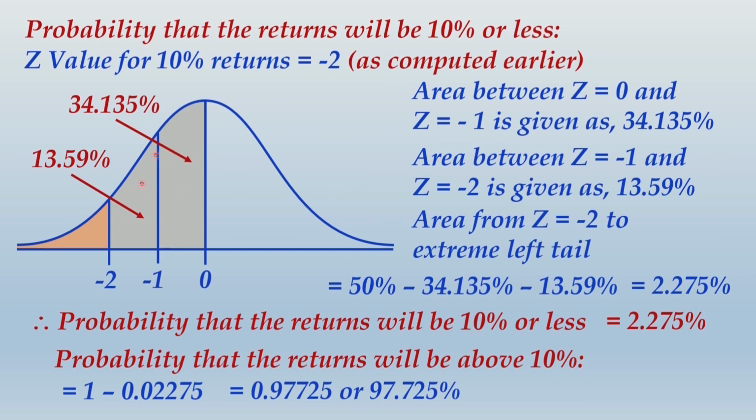Simple thing is, this gray area that we already know, correct? Returns above 10% means from Z equal to -2 to extreme right tail, right? So this entire gray area plus the area to the right part of the curve, which is 50%. So if I add 50%, 34.135% and 13.59%, I will be eventually getting 97.725%, correct? So we can present that alternative calculation this way.